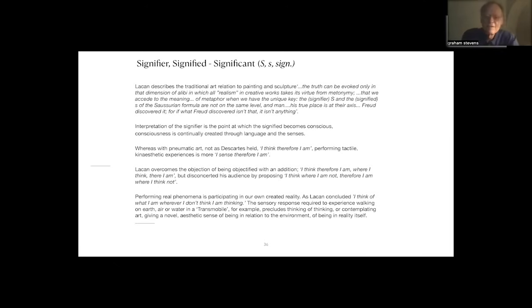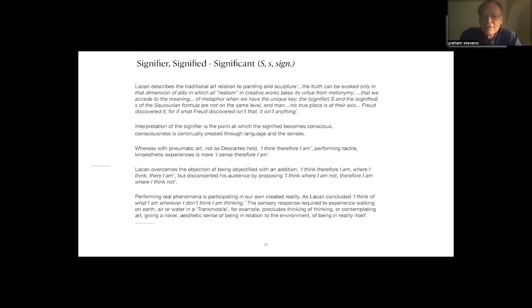So, following on from the sketch of what changes in the experience, I think this is one of the best expressed by Lacan, describing the traditional art relation of painting and sculpture, where the truth can only be evoked in that dimension of alibi, which we call realism. In creative work, it takes its virtue from metonymy, where we accede to the meaning.